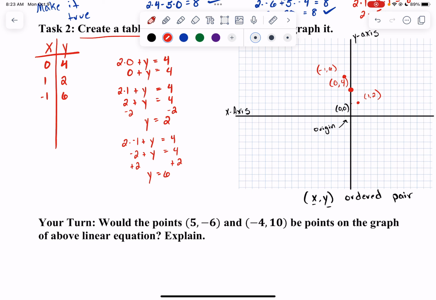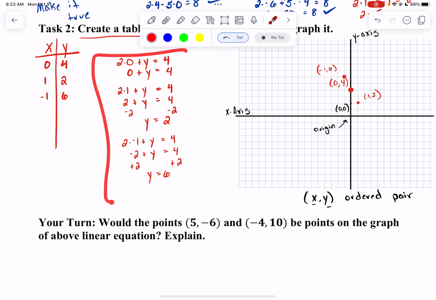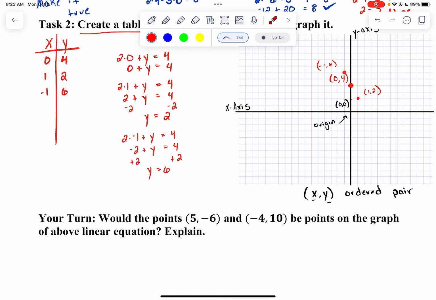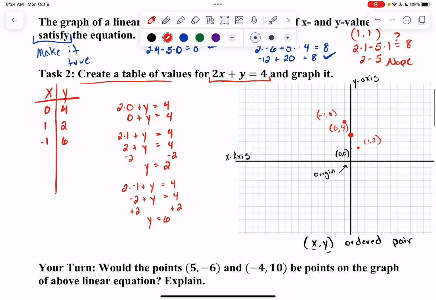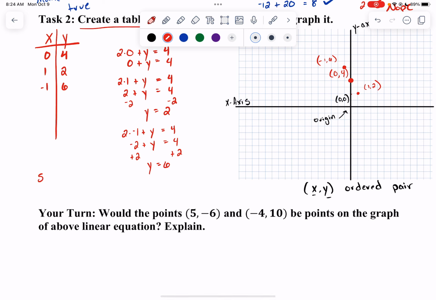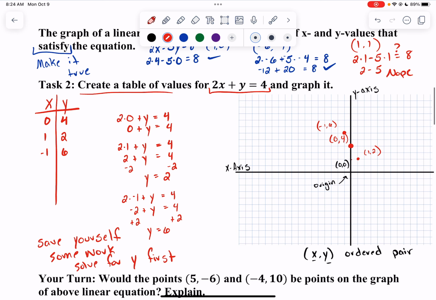One thing I want you to notice is when solving these, I went through the exact same process, right? I plugged it in and then I added or subtracted the same thing from both sides. You can save yourself a lot of work. Solve for y first. Meaning I can take this original equation, 2x plus y equals 4, and subtract 2x from both sides. So y equals 4 minus 2x. Now it's much easier to plug points in.